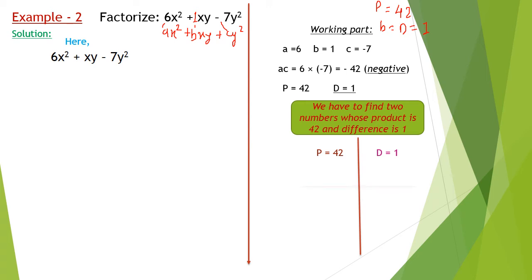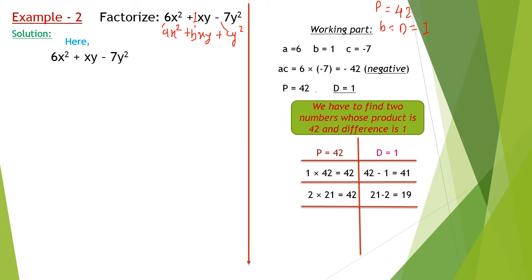Let's check with 1 into 42, and 42 minus 1 is 41. So 42 and 1 are not our required numbers. Let's check with 2 also. 2 into 21 is 42, and 21 minus 2 is 19, so they are not our numbers. We can check with 3. 3 into 14 is 42, and 14 minus 3 is 11. So 14 and 3 are not our numbers.